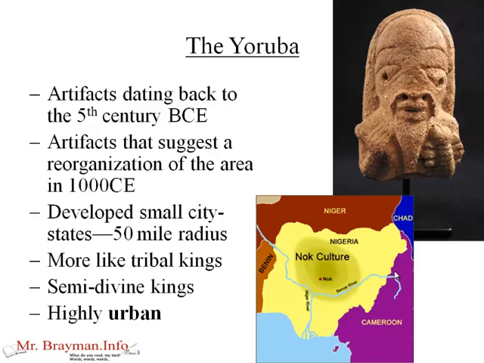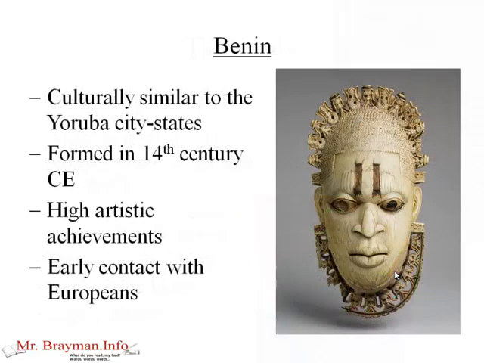Remember, a city-state is the city itself as well as the farmlands that are controlled by the city around the outside. Usually we think about the Greek city-states, and that analogy would be appropriate here. The Yoruba had tribal kings who were in charge of these ethnic groups that also had their own city-states. They were seen as semi-divine, and Yoruba civilization was highly urban. Like I said, these were very small cities as well as their immediate farmlands.